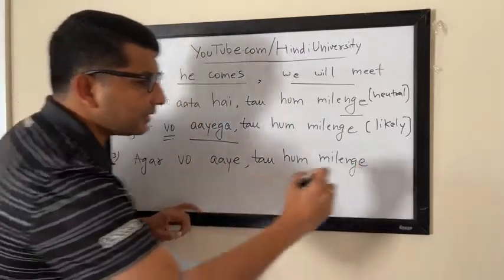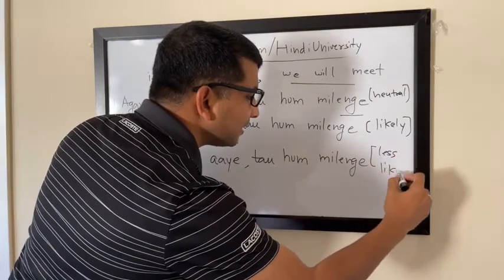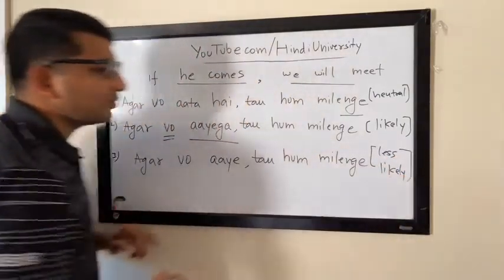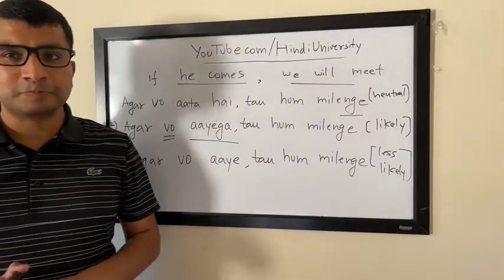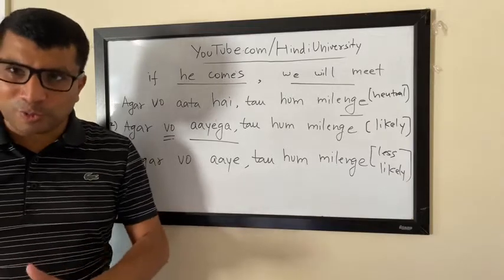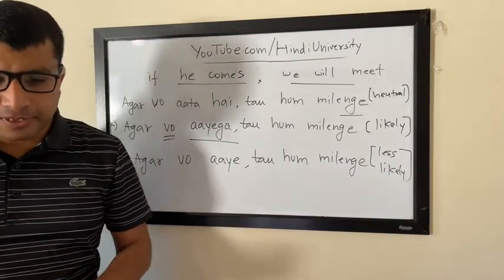So this is less likely. Less likely of this event or the possibility. Agar wo aaye, to hum milenge. Okay. I'm gonna go slow in this topic because there are multiple variations to it.